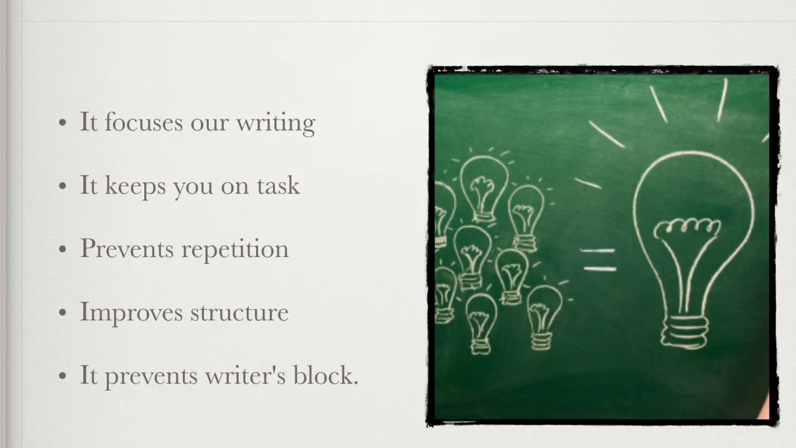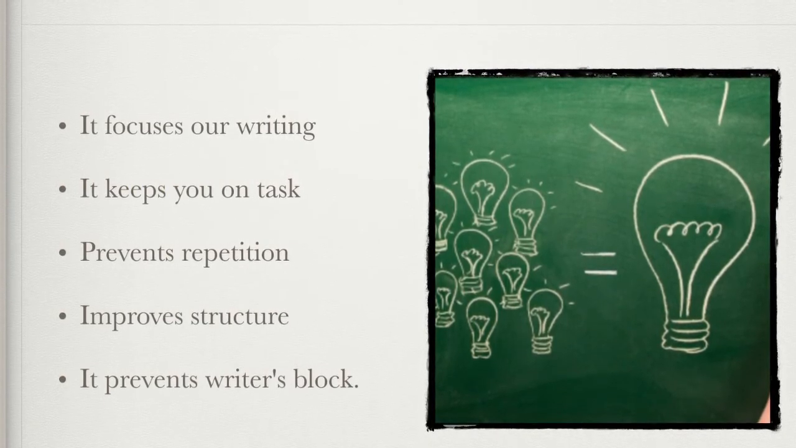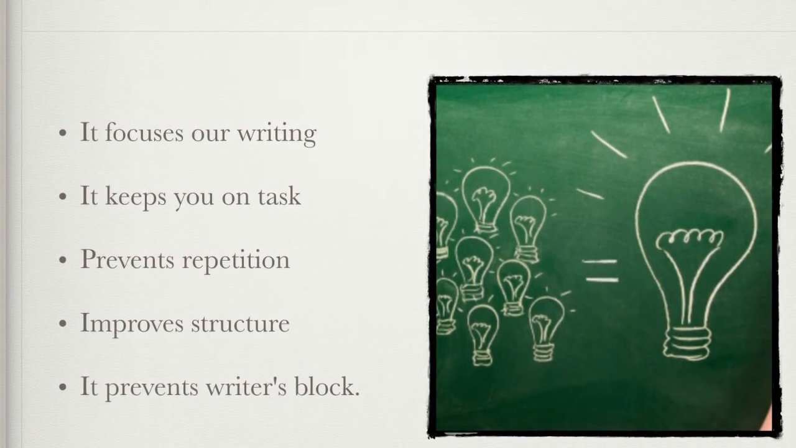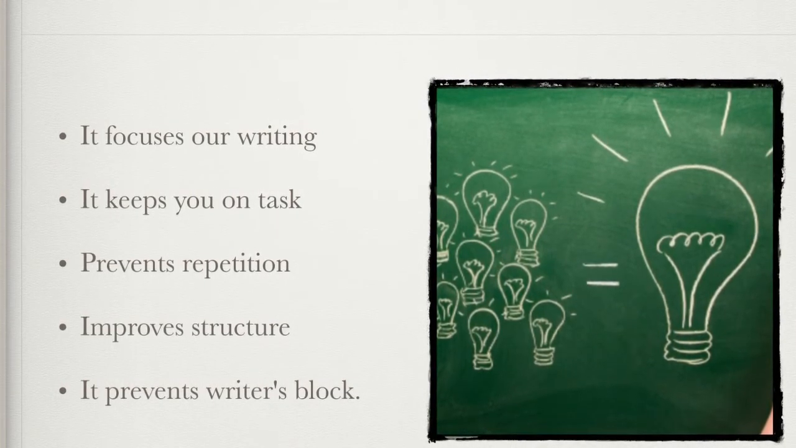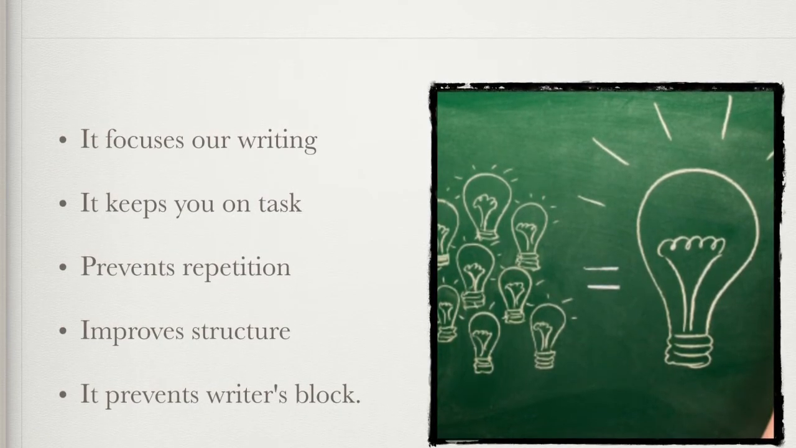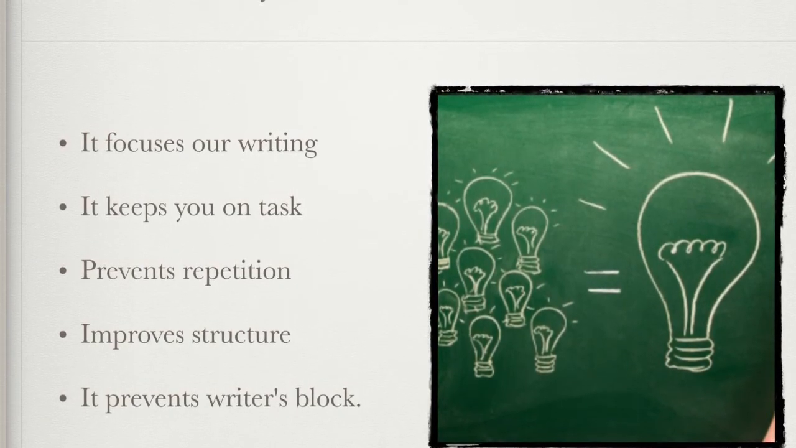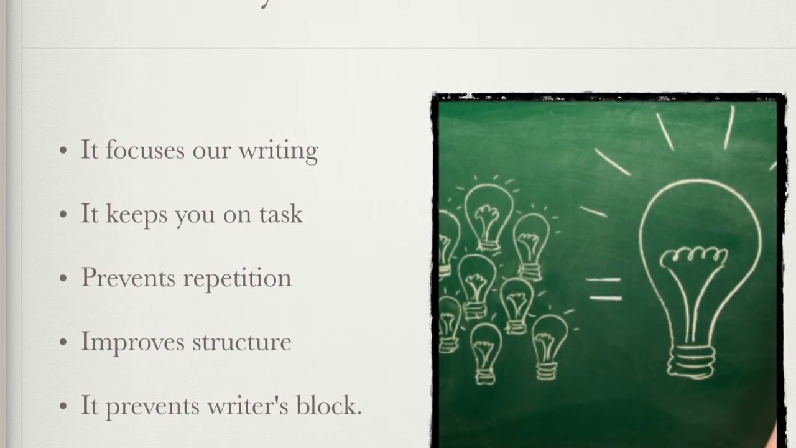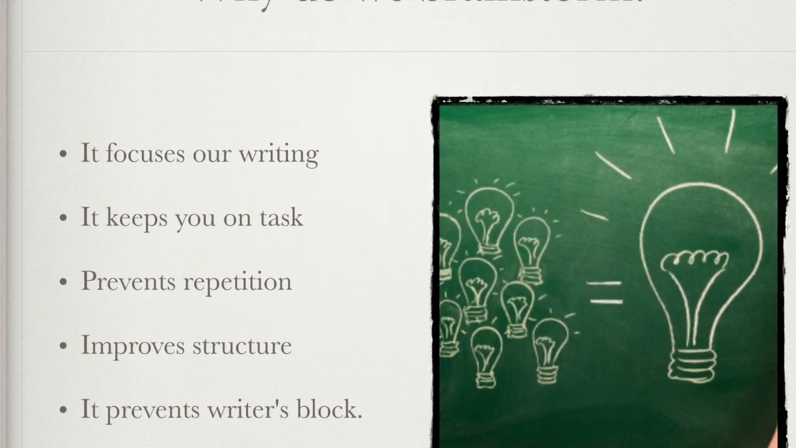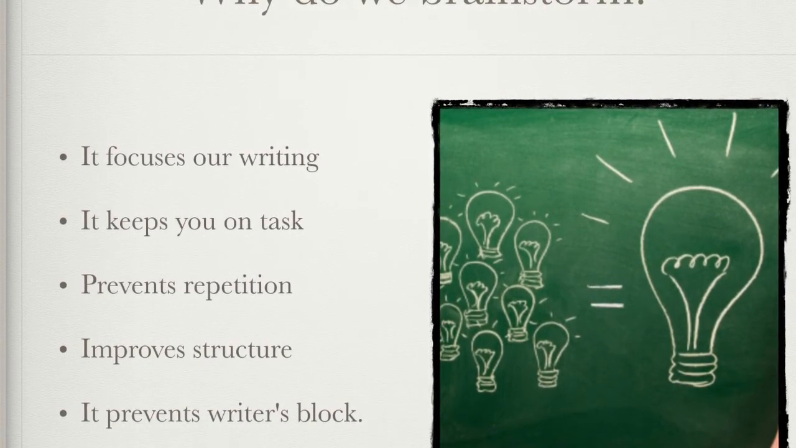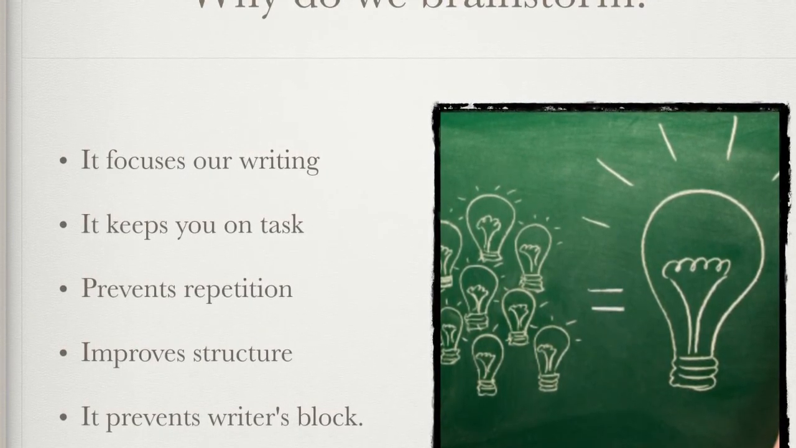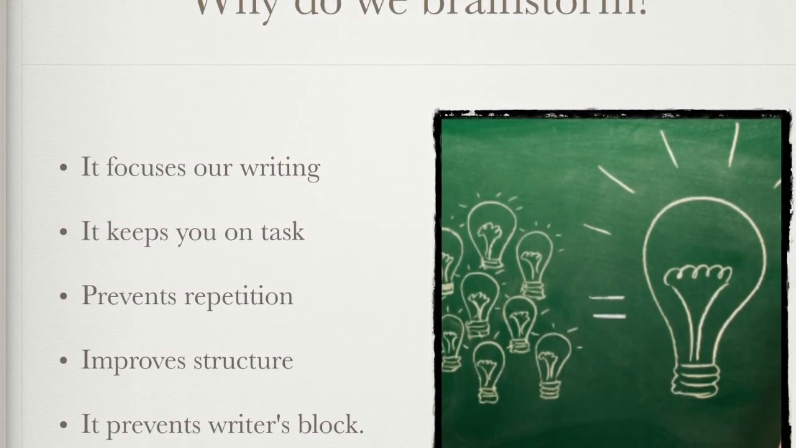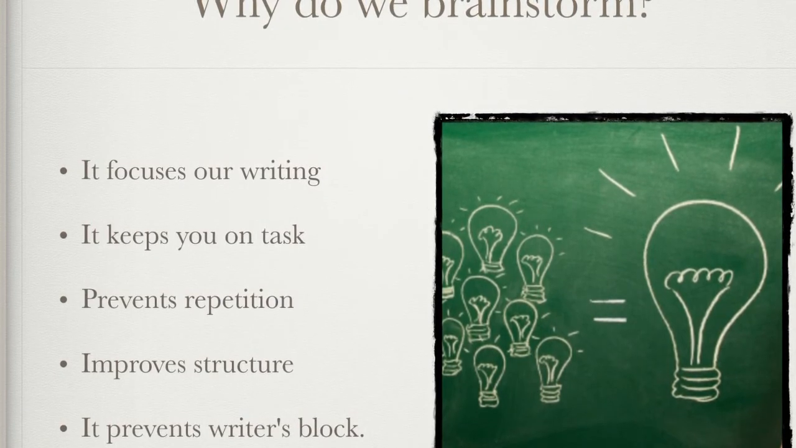Alright, so now that you know what brainstorming is, it's important to answer the question, why do we brainstorm in the first place? So we brainstorm because, number 1, it focuses our writing. Number 2, it keeps us on task. Number 3, it improves the structure of our writing. And number 4, it prevents repetition. That one's really important. Sometimes I've noticed in your writing, and it's very normal, that you just keep saying the same things over and over again because you run out of ideas. If you brainstorm well, that'll prevent that repetition that I'm seeing a lot of.